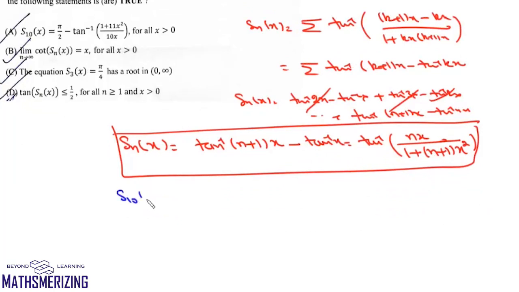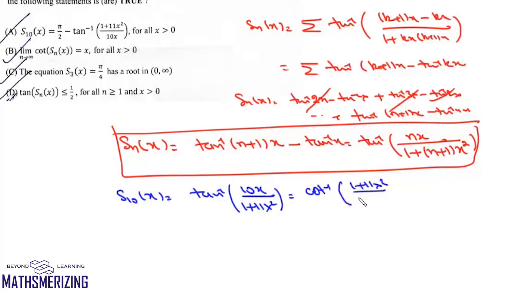Now the first part is we need to find S tan x. Now this S tan x will be tan inverse of tan x upon 1 plus 11x square. Now since x is greater than 0, we can write this as cot inverse of 1 plus 11x square upon tan x, and we know that cot inverse x is pi by 2 minus tan inverse x, so it will be pi by 2 minus tan inverse of 1 plus 11x square upon tan x. So that means this option A is correct.